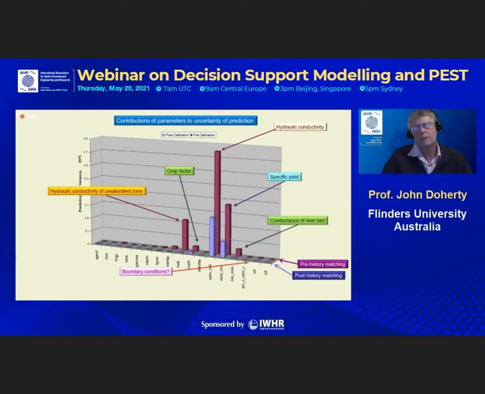Suppose I replace a large part of the model domain with a boundary condition. I can use linear analysis to ask, what is the contribution made to the uncertainty of a decision-critical prediction by that boundary condition? Back row before calibration, front row after calibration.